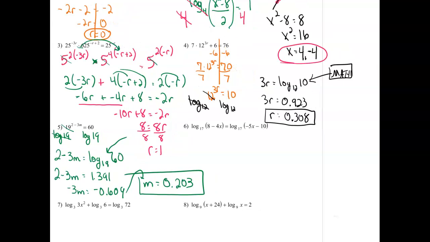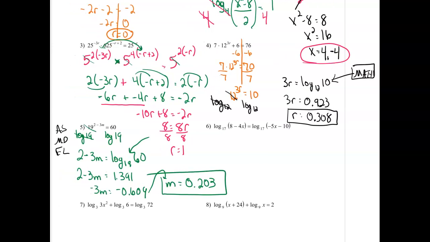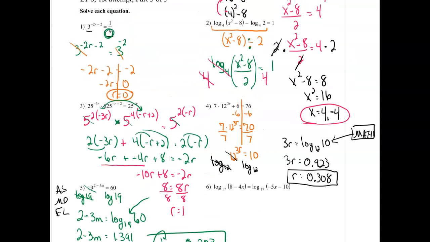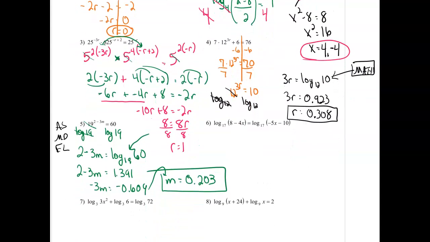All right, number 6, back to a log problem. So I will have to check for extraneous solutions, but the nice thing about this one is this is really similar to problem 1 in the fact that there's a log on each side and they both have a base of 17. So I can just cancel out those logs. And then the arguments are now my math problem. So now I'm going to start to solve for x.